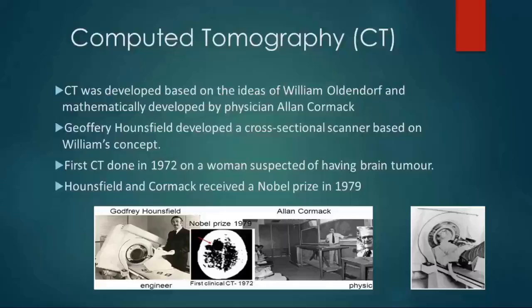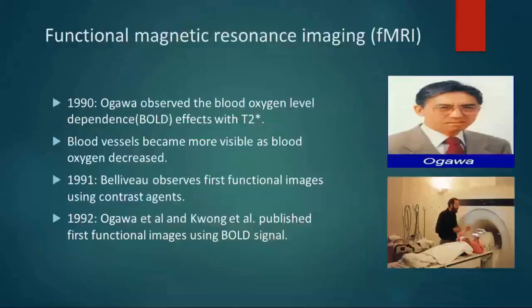When we look at the picture over there, this shows the first CT scan that was done on a human who was having a brain tumor. Later in 1980, Ogawa observed that the oxygen level was dependent, and it became more visible as blood oxygen in the human body decreases. So in 1991, Belevo observed first functional images using contrast agents. And in 1992, Ogoreiter and Koch-Echtel published their first functional images using the BOLD signal.